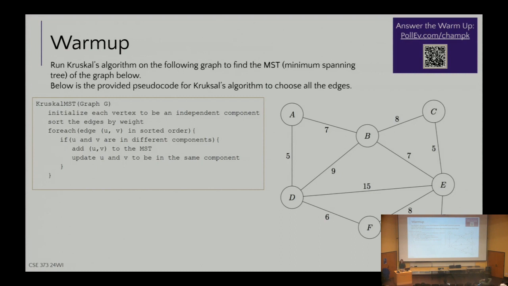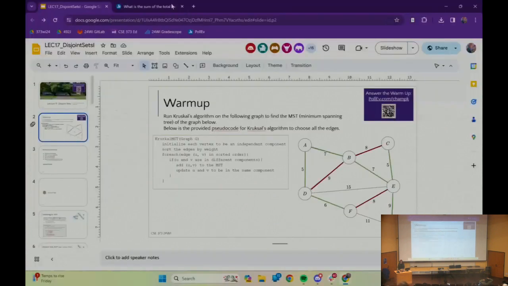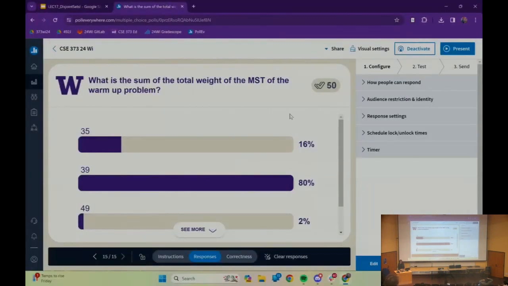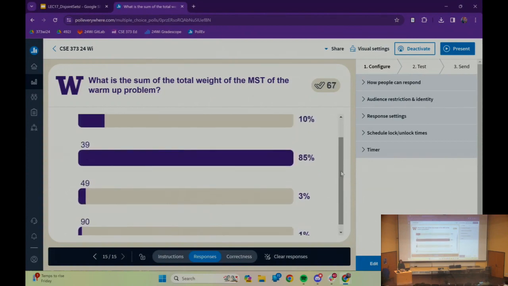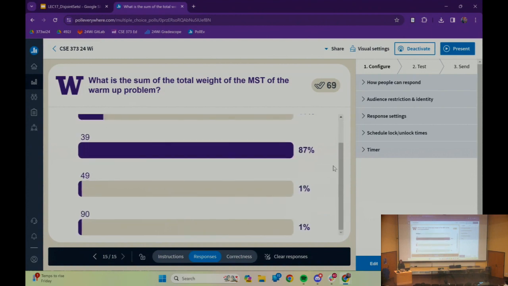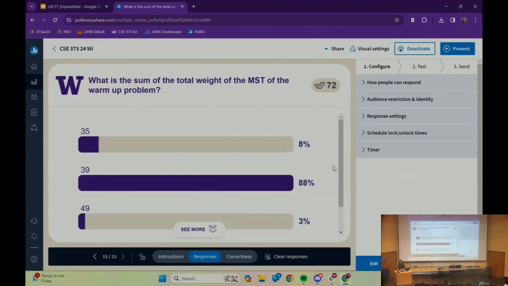I'm gonna see how the poll everywhere is going. I don't do that as often as I should. Let's see that. Okay, how are we looking? It looks like at least 60-ish people have finished. It looks like our most popular answer is 39.